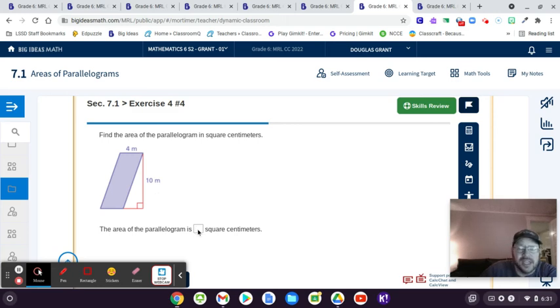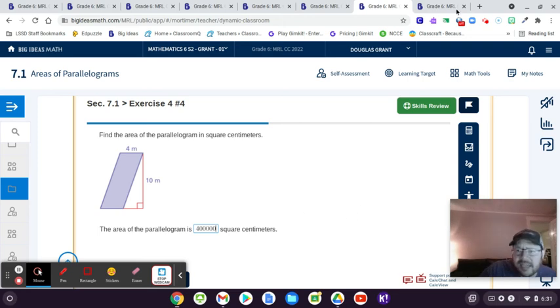When you multiply that, that's a lot of zeros. It ends up being 4, and I'm adding all the zeros. There they are. So it's going to be 400,000 square centimeters when you do 400 times 1,000. Okay, so 400,000 is the answer there.